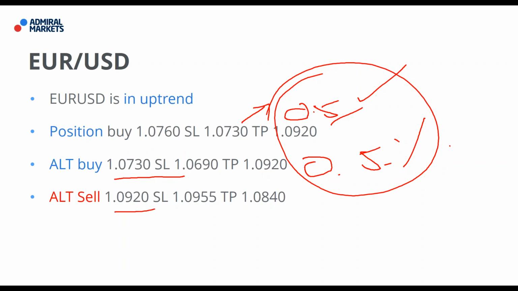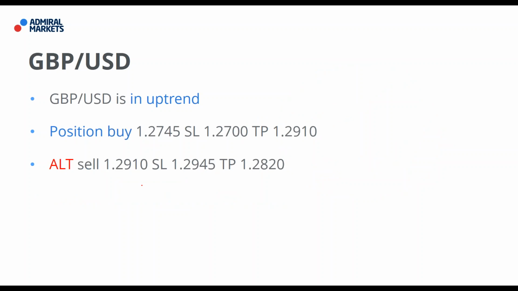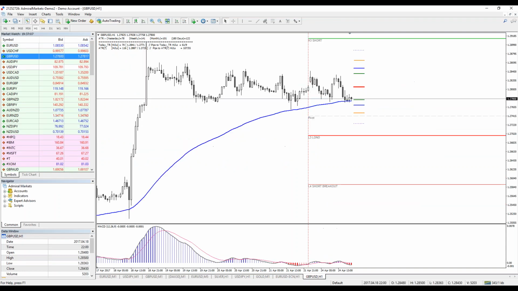Alternative sell 1.0920, only there I would dare to sell euro. Pound dollar, I would go with a positional buy trade around 1.2745. It might happen soon, maybe during the course of the Asian session, and stop loss would be around 1.2700. The target price would be around 1.2910. Stop loss is 1.2700, add 2 to 3 pips, of course, depending on your account type, but I usually add 3 to 5 pips. And the alternative sell could kick in around 1.2910 with stop loss 1.2945 and with TP of 1.2920. Okay, so this is GBP dollar.